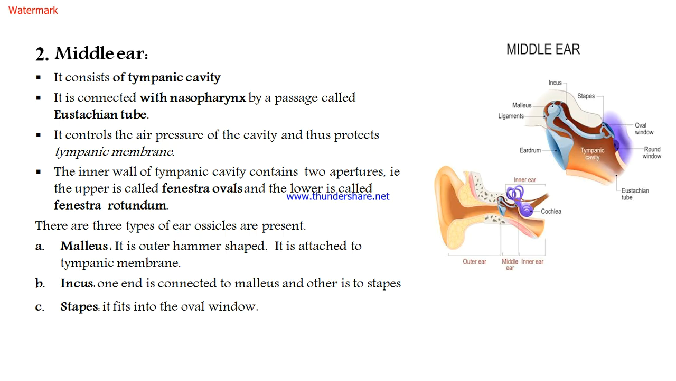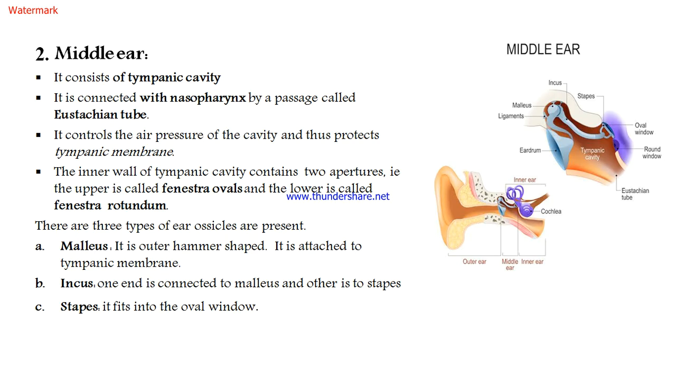Next, there are three types of ossicles, or ear bones, present in the middle ear. The first one is the malleus. It is hammer shaped, as you see in the diagram. It is attached to the tympanic membrane.